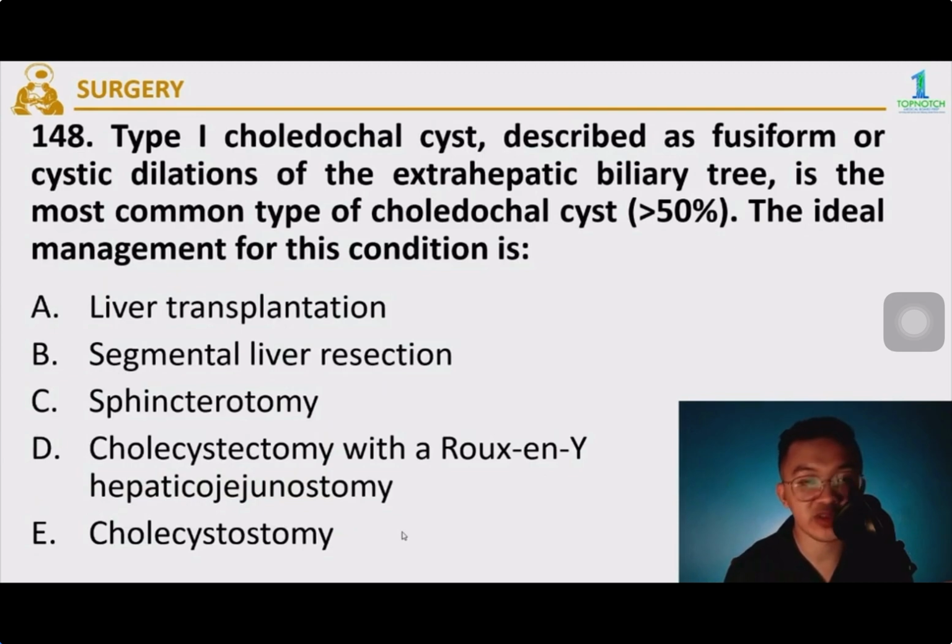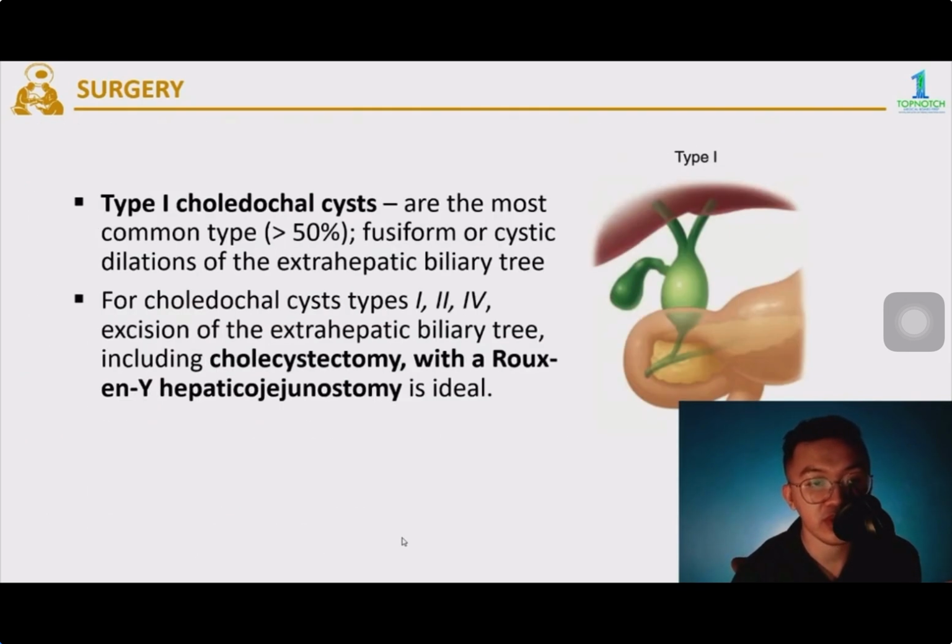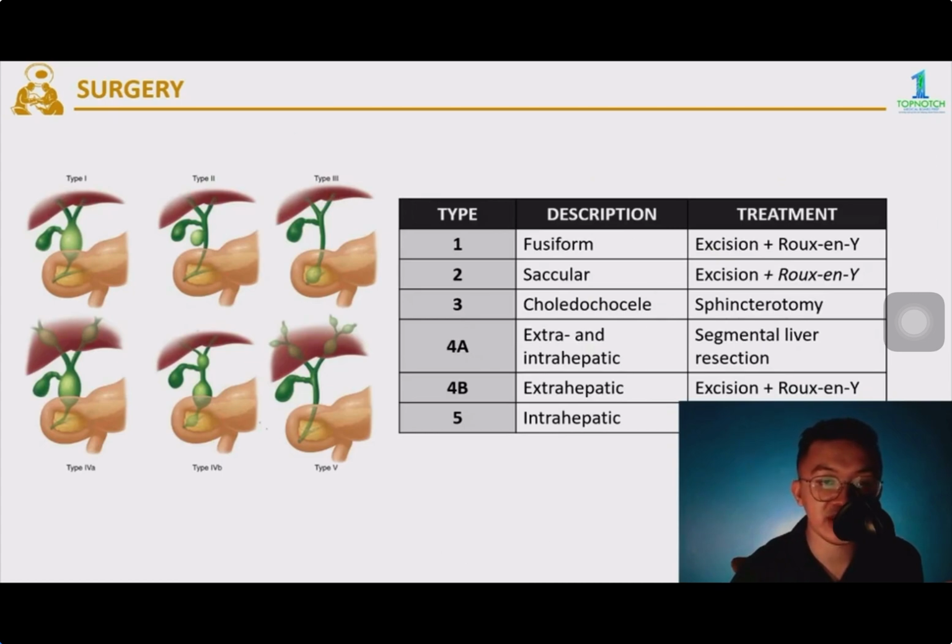148, a type 1 choledochal cyst described as fusiform or cystic dilations of the extrahepatic biliary tree is the most common type of choledochal cyst. The ideal management for this condition is... Type 1 choledochal cysts are the most common. More than 50% of your choledochal cysts are type 1. For types 1, 2, and 4, you need to excise the extrahepatic biliary tree and include a cholecystectomy with a Roux-en-Y hepaticojejunostomy. So by the table, I took this from your K0 handouts.